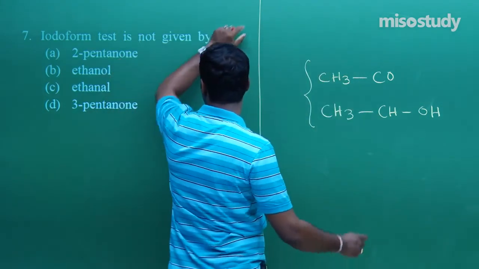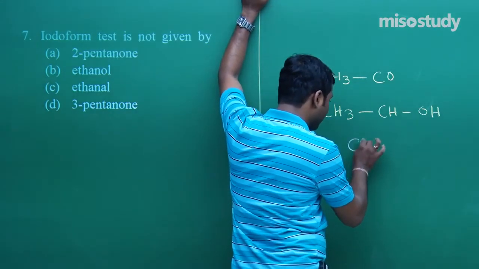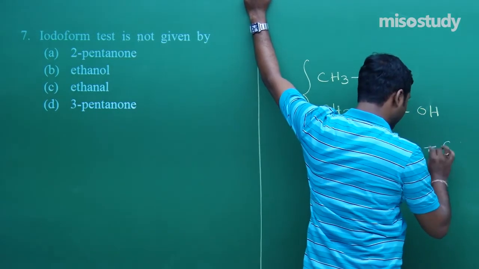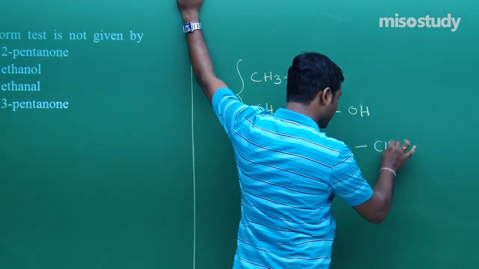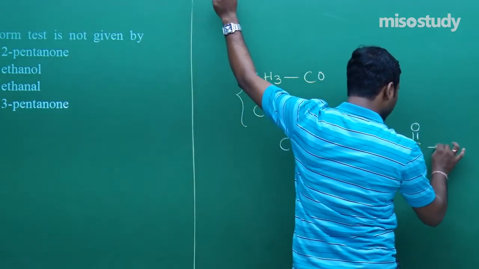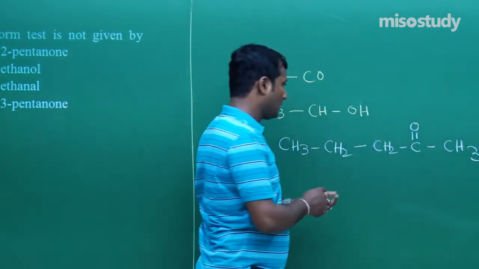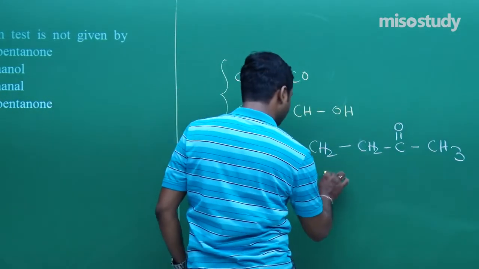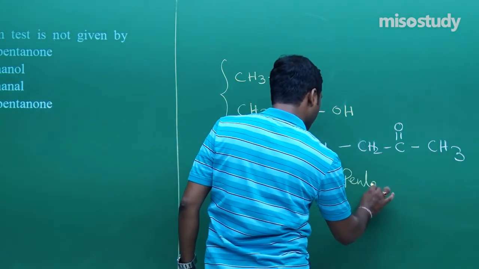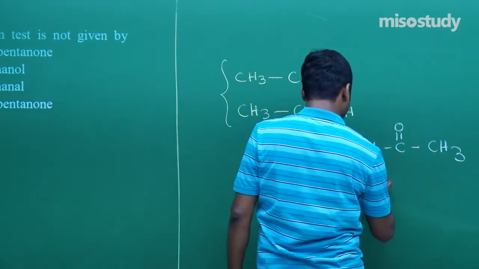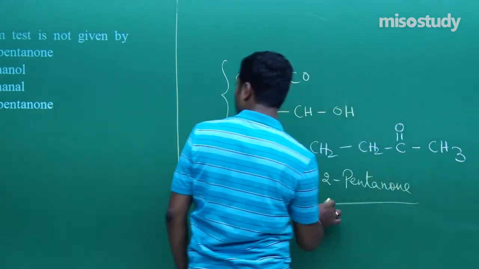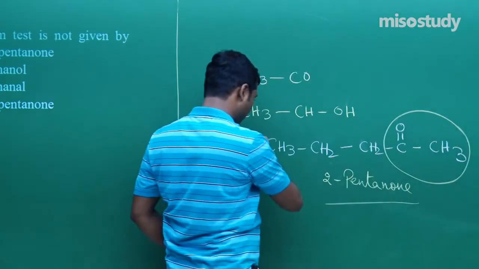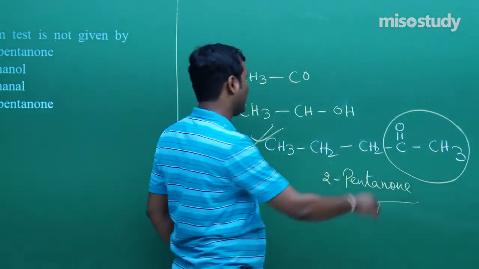If I talk about 2-pentanone, CH3CH2CH2COCH3. This is 2-pentanone. Count the number of carbons, 1, 2, 3, 4, 5, that is 2-pentanone. Now look at, here is the CH3CO linkage. So it will give a positive iodoform test. Now check out the next option.